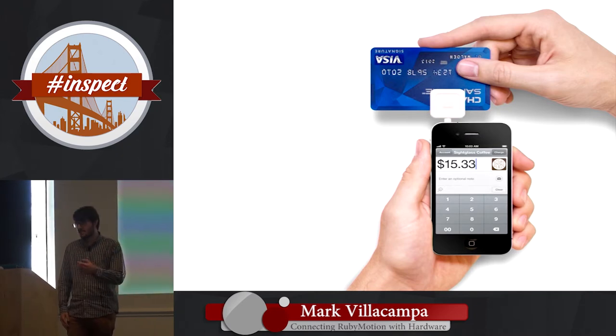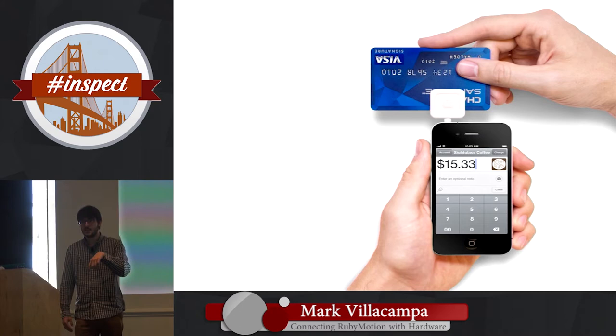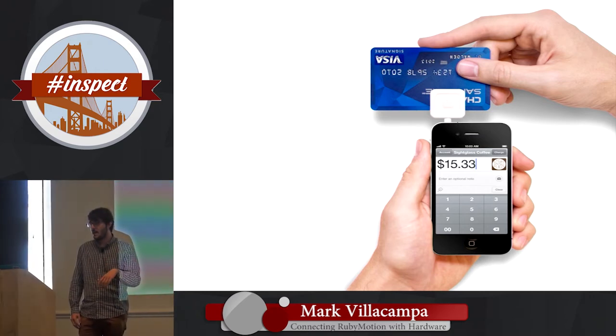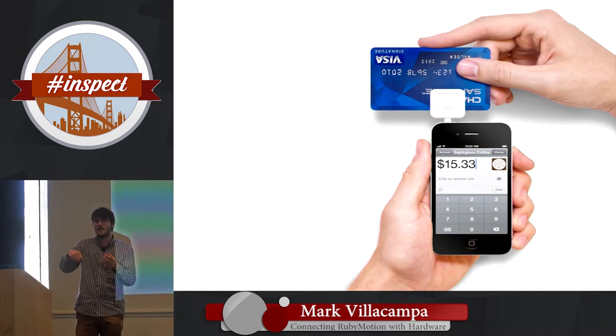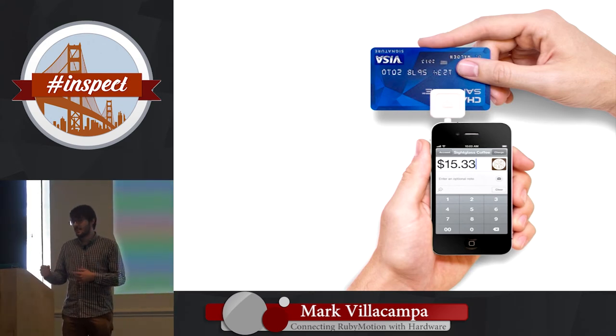So they basically have this Square device. You plug it in your jack, and they have this app, and you can just swipe your credit card, and it modulates the data in the magnetic band, and so that the card can read it, right?